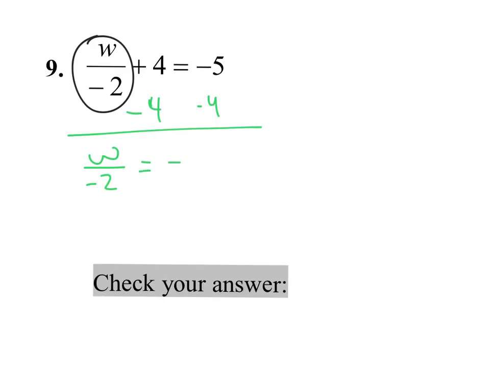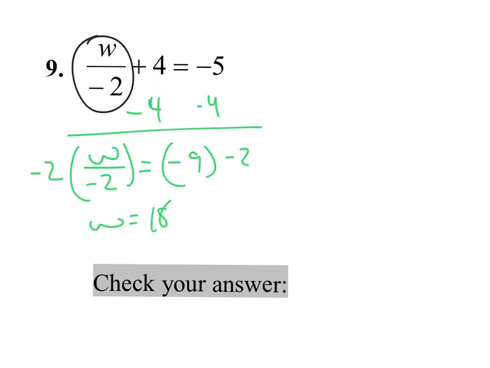That's -9. Next, I'm going to get rid of my multiplication or division. In this case, I'm going to get rid of my division by multiplying both sides by -2. And then I get W equals, what's -2 times -9? -2 times -9 is positive 18.